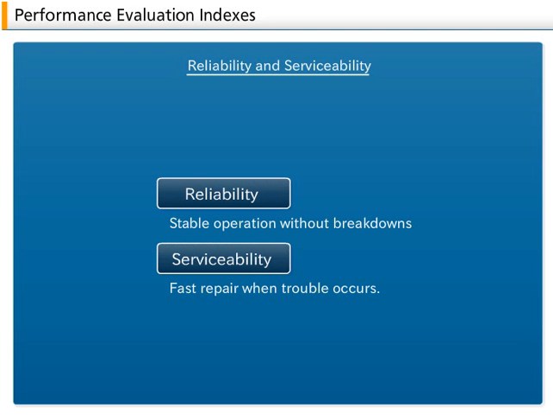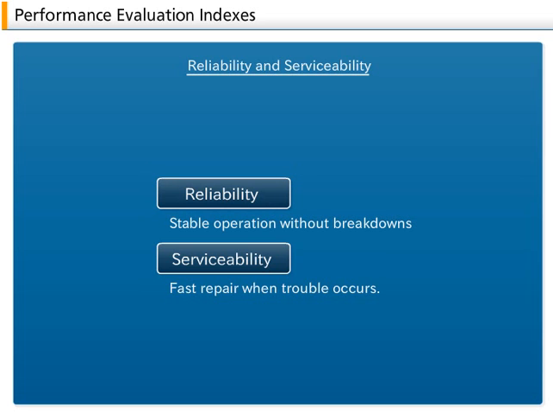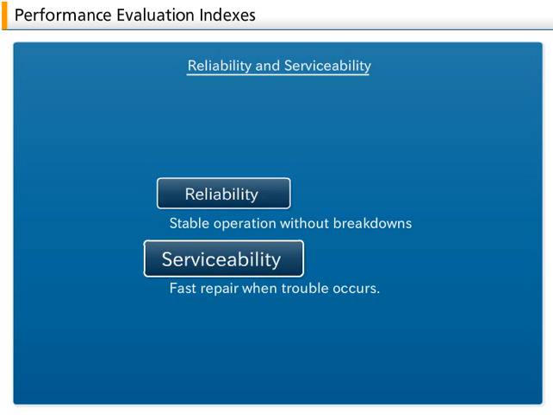5. Reliability and serviceability. Reliability is stable operation without breakdowns. In order to improve reliability, efforts to prevent trouble from happening are needed. If trouble occurs, fast repair is necessary. This is serviceability.